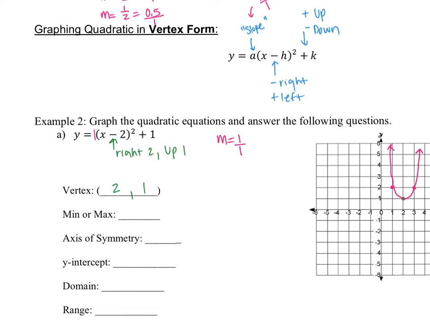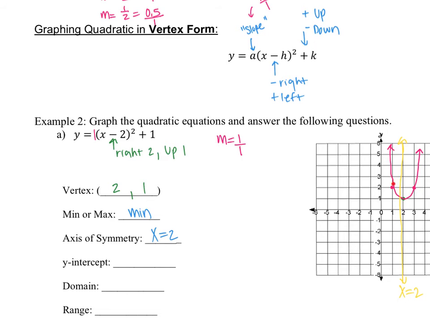So the line of symmetry has to be 2 in this case, because it looks like that is the line where it cuts the parabola in half. So we have a line of symmetry at x equals 2. So I'll write that in. It looks like our vertex is a minimum because it's the lowest point on our U shape. Our y-intercept we're going to have to find, and I'll explain here in a moment.